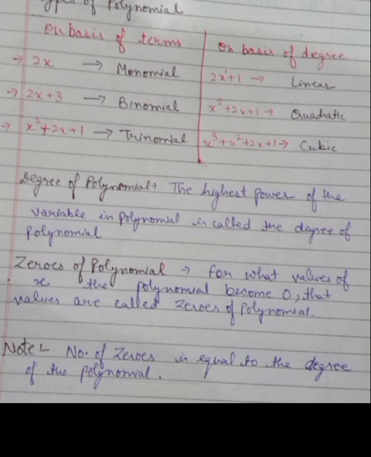Note one thing, the number of zeros is equal to the degree of the polynomial. It means in the quadratic equation, if its highest power is 2, the degree of the polynomial will be 2, and the number of zeros will be 2 also. Same if we have cubic, the number of zeros is 3. So the number of zeros is equal to the degree of the polynomial.